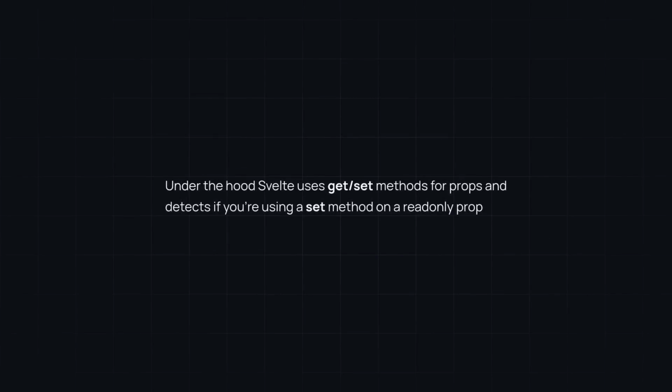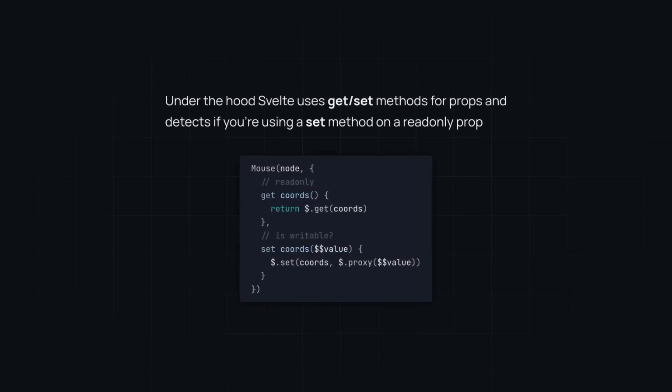Under the hood, Svelte uses get and set methods for props, and it throws an error if you're using a set method on a read-only prop. We can look at the output. So here is how it looks. Components are functions, so we have this mouse function that accepts a node, and then we have this read-only property getCoords, which is the default, and then Svelte can check, hey, if this is writable, okay, then everything is fine, otherwise it's going to throw an error with a useful message informing you that you should make it bindable if you want. Props are simpler and more powerful than before.